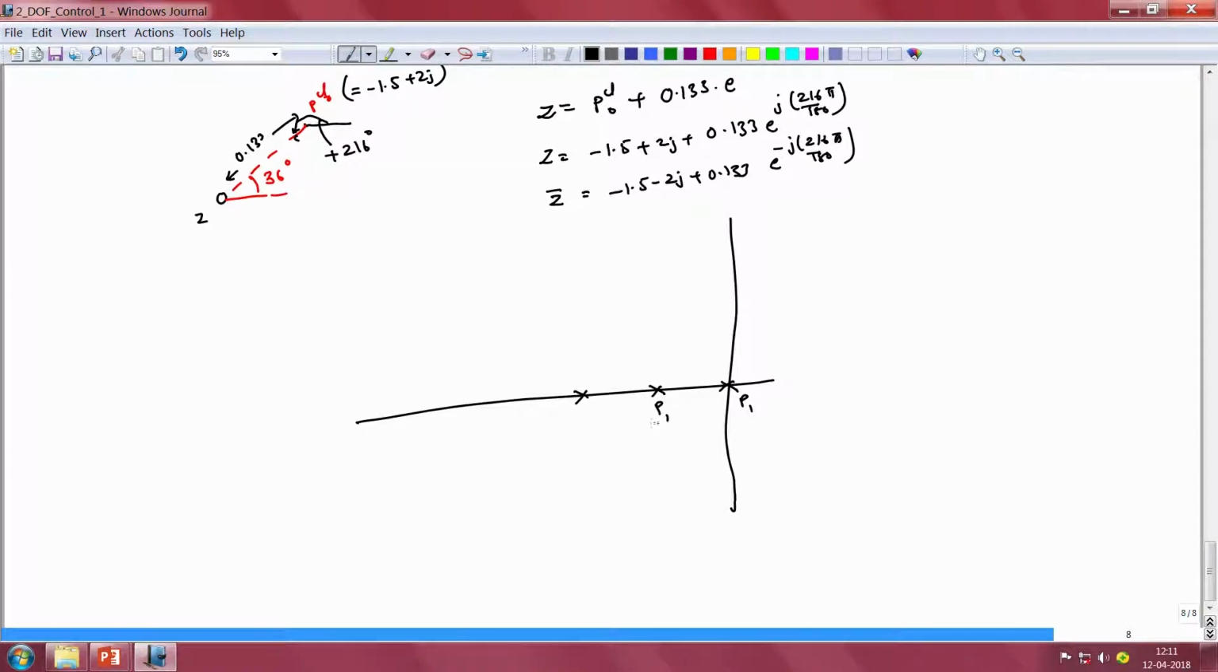So we have marked out the 3 plant poles P1, P2, P3, which are at 0, -1 and -2 respectively, and we wanted the dominant dynamics to be located at -1.5 plus minus 2j, and we have now discovered where we have to place our 0, z and z bar. So we have discovered the distance and the orientation of z and z bar with respect to the point PCL naught, which is the point at which we want our closed loop pole to lie. So this is PCL naught, that is PCL naught bar.